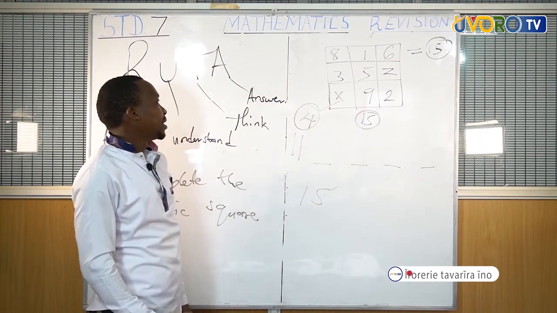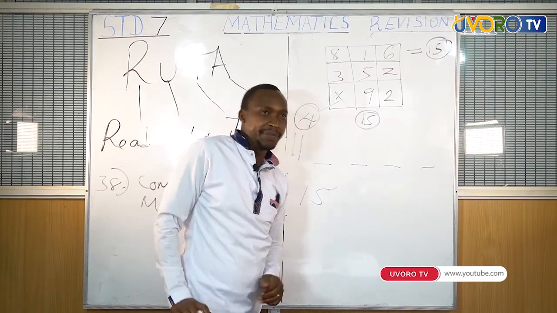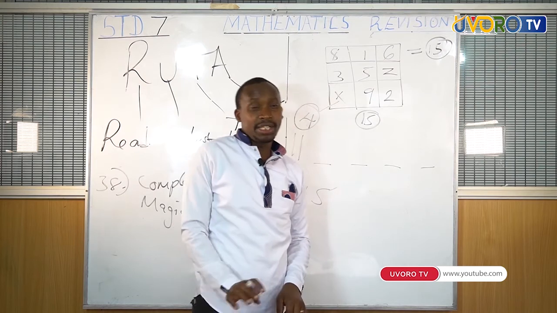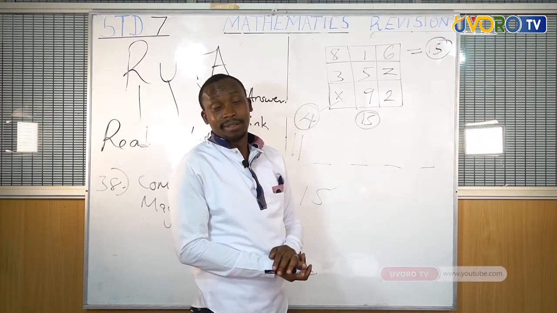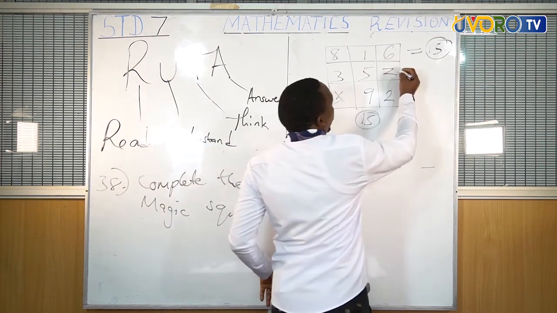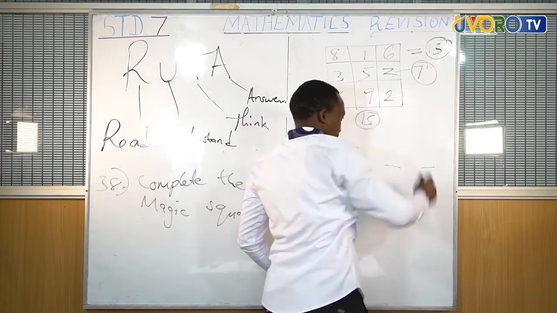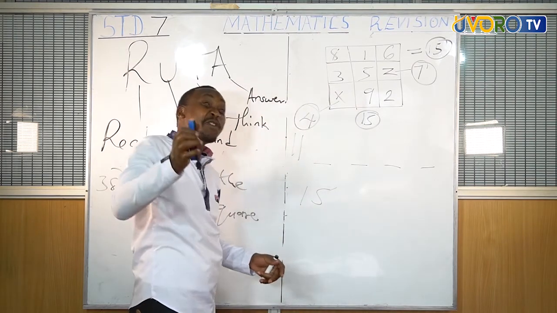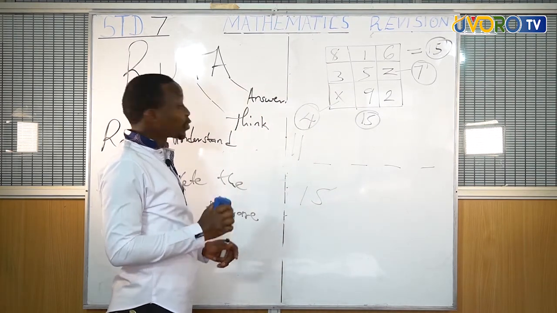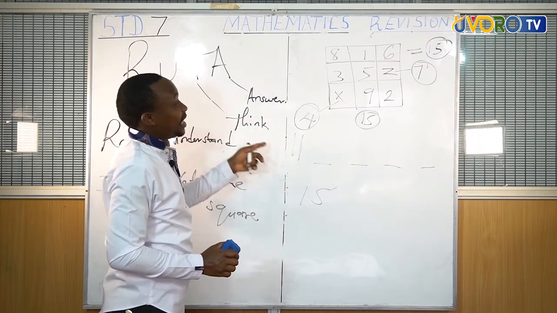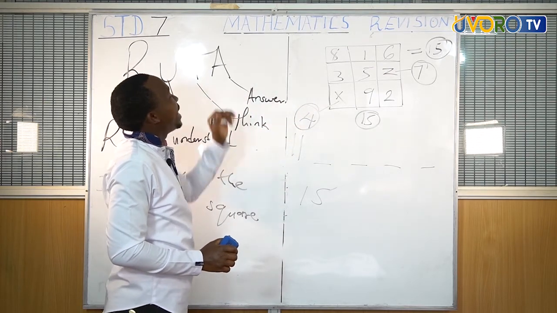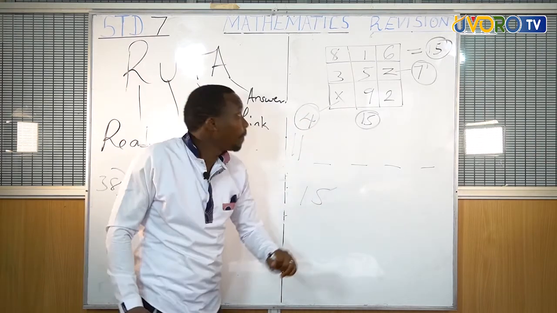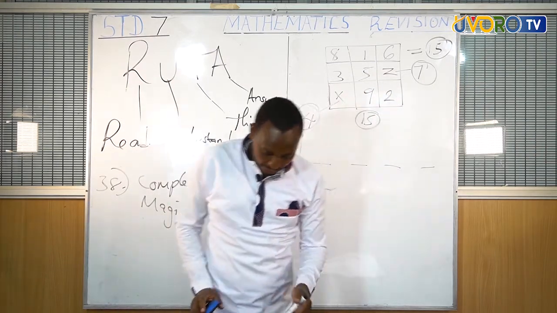Now, let's go to z. 3 plus 5 is what? 8. 8 plus dash equals 15. Plus 7. Very good. So our z becomes 7. Now, somebody is saying you clap for the teacher. You cannot clap for the teacher if you have not understood. So, T for thinking, we have already ended up with our A for answering. So let's read our answer. X becomes 4. Z becomes 7.